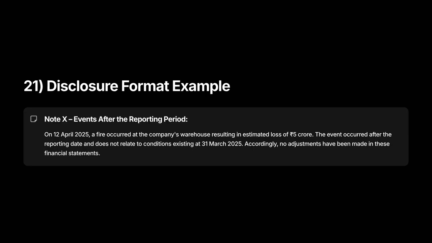Disclosure format example. Note X: Events after the reporting period. On 12 April 2025, a fire occurred at the company's warehouse, resulting in an estimated loss of 5 crore. The event occurred after the reporting date and does not relate to conditions existing at 31 March 2025. Accordingly, no adjustments have been made in these financial statements. Use plain language, state the dates, give estimates where possible.